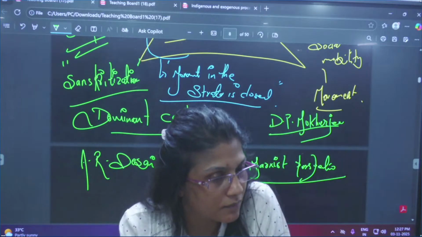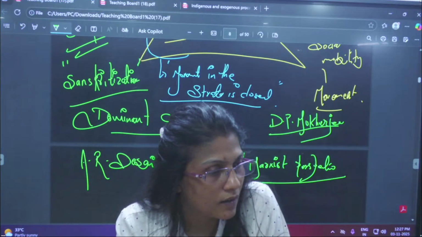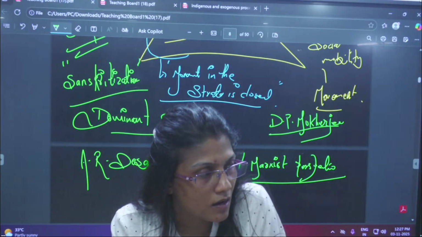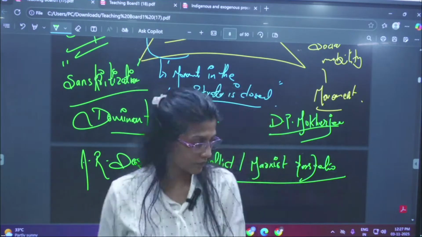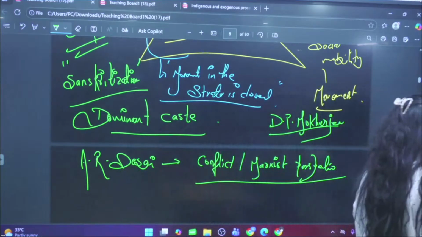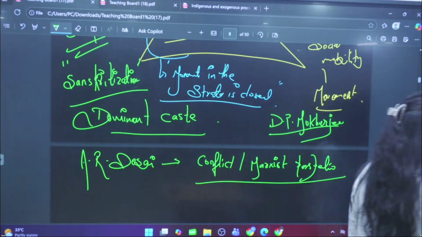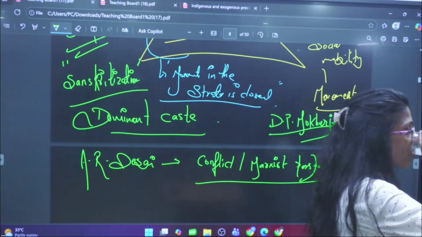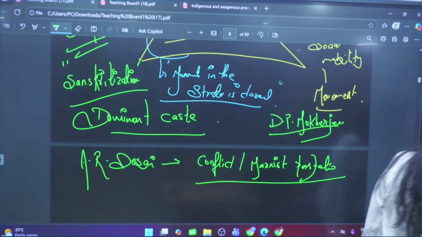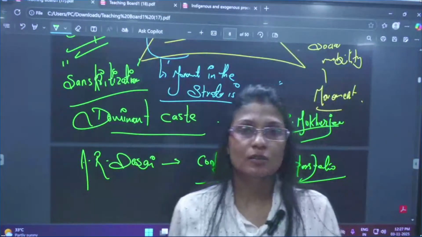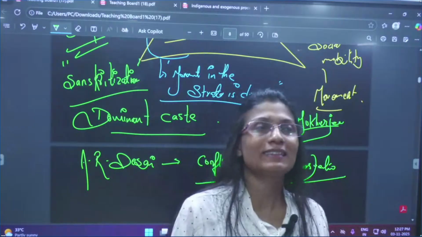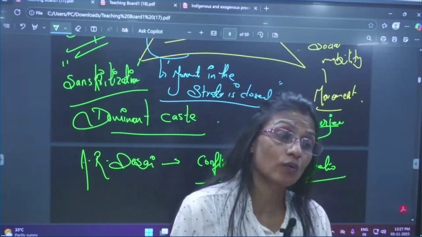Is this clear? Kindly write down. समझ में आ रहा है? So we can see that Indian villages were always important.